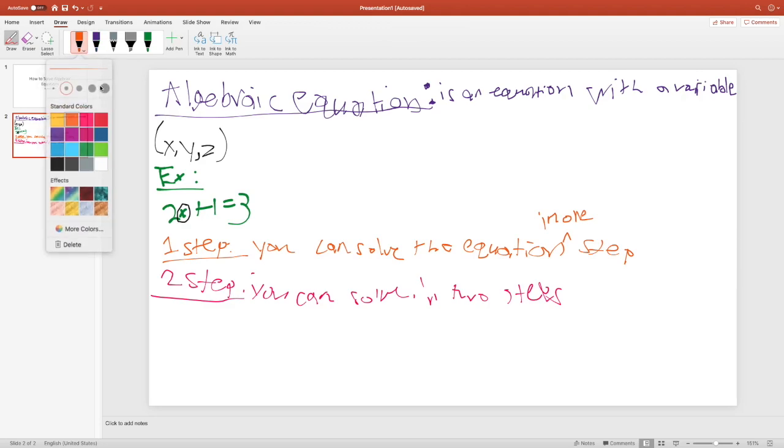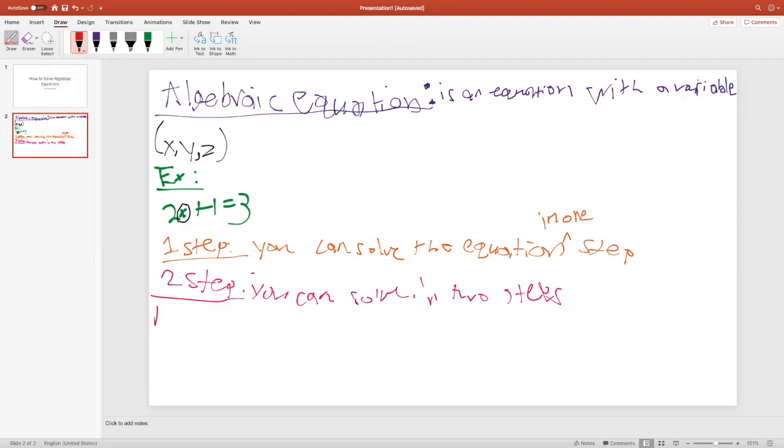And then we also have a multi-step equation, which means it takes more than, oops, I messed up. It could take 3 or more steps to solve. Yeah, that's much better.